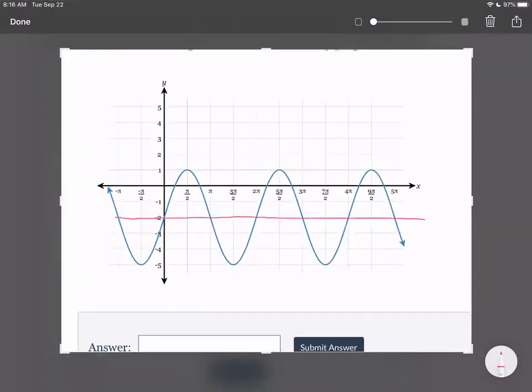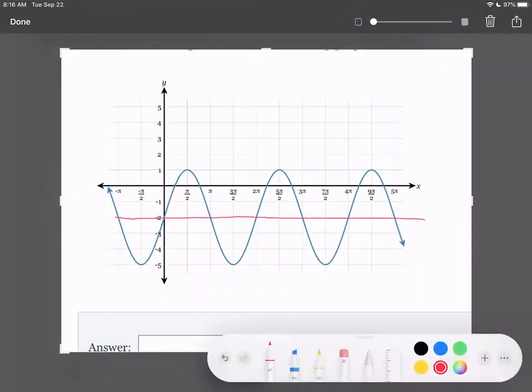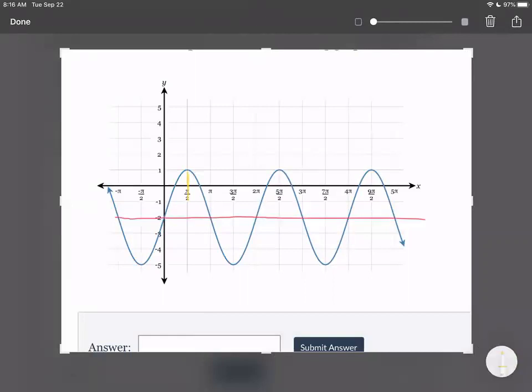So here's our midline. The amplitude is the distance. Let me do amplitude in yellow, just in case anyone's colorblind. Okay, so then this is our amplitude. The amplitude is the distance over here. So you can count the boxes. 1, 2, 3. Our amplitude is 3.